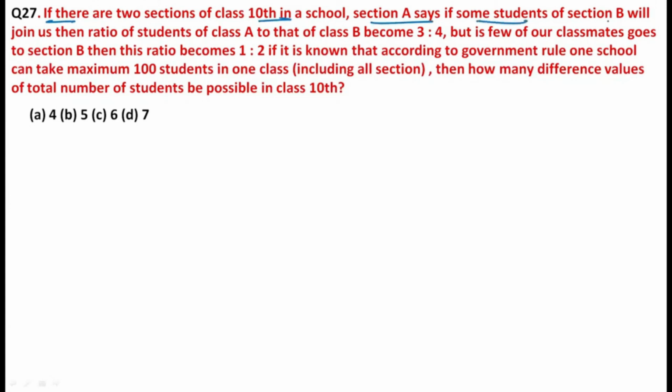Now see, the same question. There are two sections in 10th class. Section A says some students in section B will join us, then the ratio of A to B becomes 3 is to 4, which means the total strength becomes 7. But a few of our classmates go to section B, now it becomes 1 is to 2. Now still it becomes 1 is to 2.